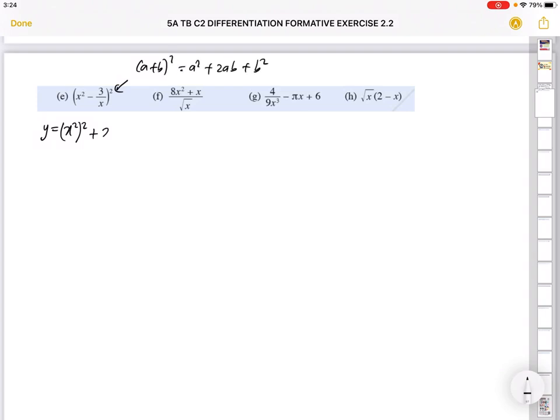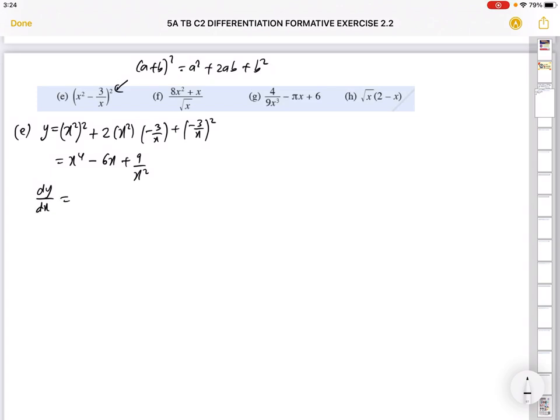Now my a is x squared, my b is negative 3 over x, and my b squared is negative 3 over x bracket square. Okay, so this is part E. I'm going to write vertically downwards because of lack of space. So this is x power 4 minus 6x plus 9 over x squared. Now take note, I haven't differentiated anything yet.